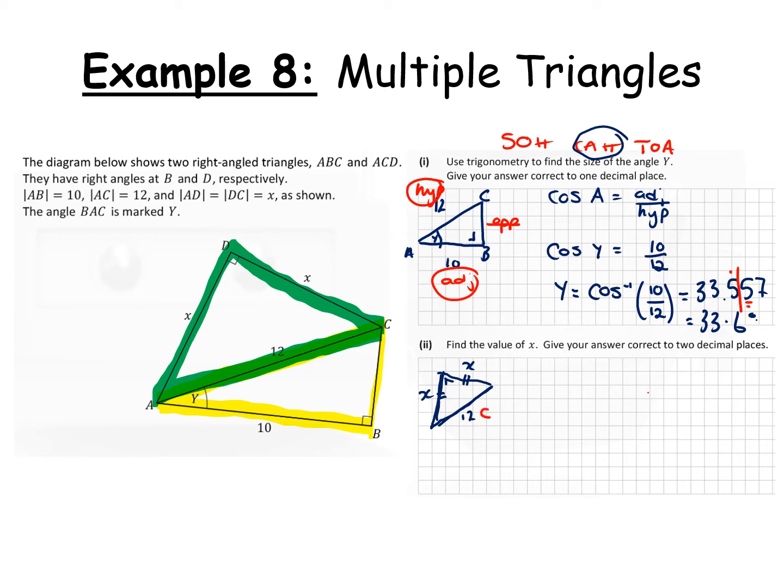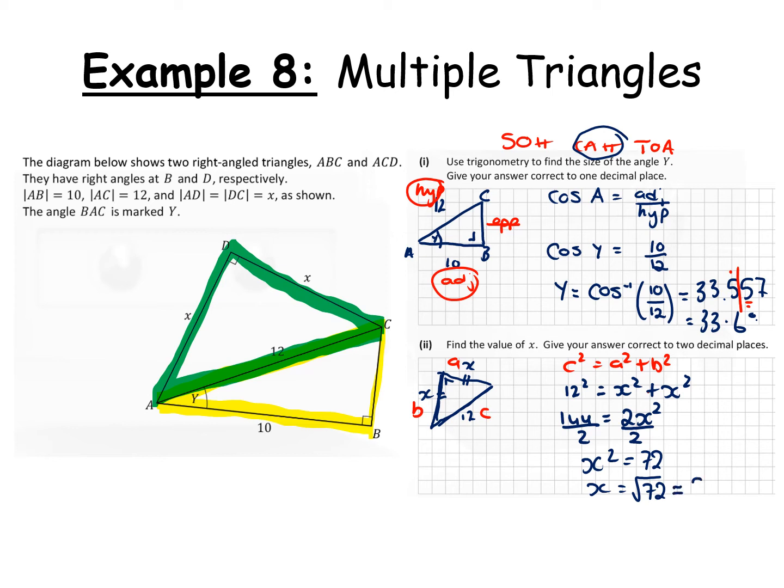So we have C here, A here, and B here. C squared is equal to A squared plus B squared, and filling that in, we get 12 squared is equal to x squared plus x squared. So we get 144 is equal to 2x squared. So then dividing both sides by 2, we get x squared equals 72, and x is equal to the square root of 72. So this question wants us to give that answer correct to 2 decimal places.